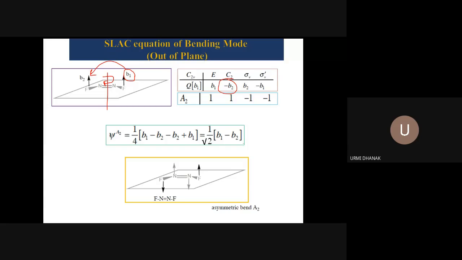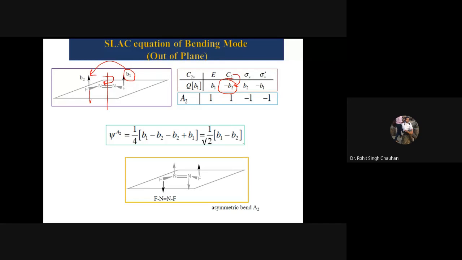I'm saying that in the C2 symmetry element, when we apply the projection formula, here I have written -B2, right? Why is it -B2? It should be B2, no? But why have I used minus? Because if you perform C2, B1 will come in this position, but always remember it will come in the opposite direction. That's why I'm writing -B2, right?